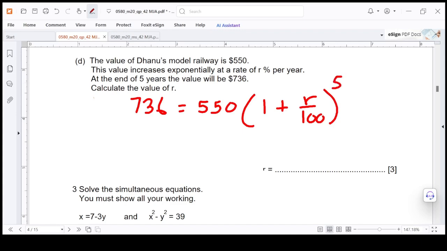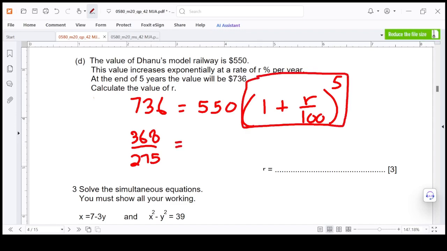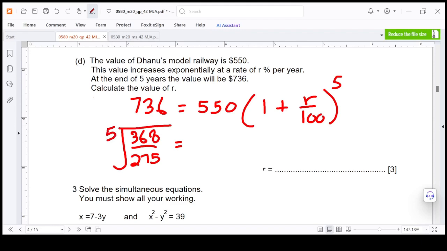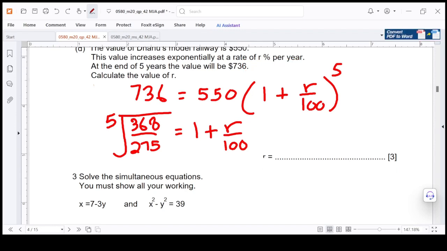Now we have to find the value of R. First divide 736 by 550. It's giving me 368 upon 275 after division. Then you have this on the right hand side, and we need to get rid of the power 5. So we'll have to take the fifth root on both sides. So the right side just becomes 1 plus R over 100 because this and the fifth root cancel each other out. Now, with the answer on the left hand side, we're going to subtract 1 and then multiply it by 100.